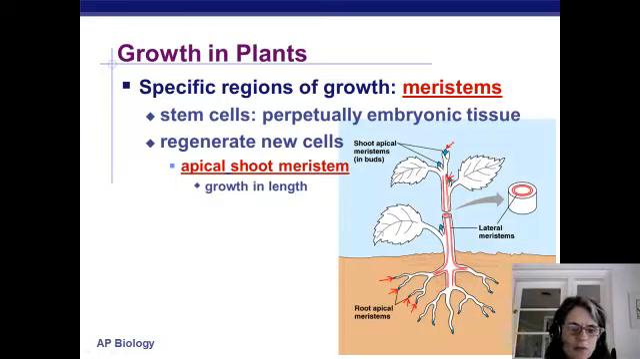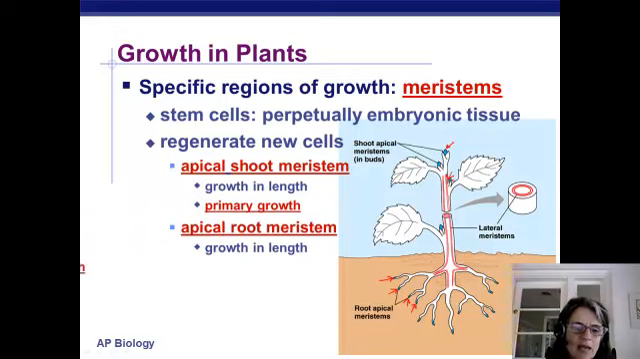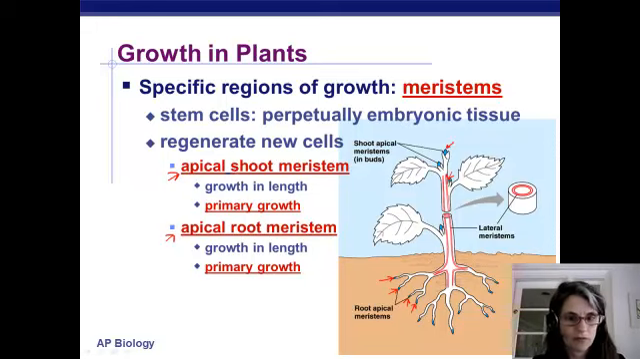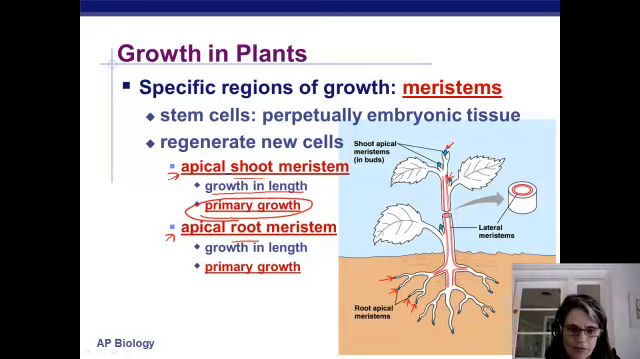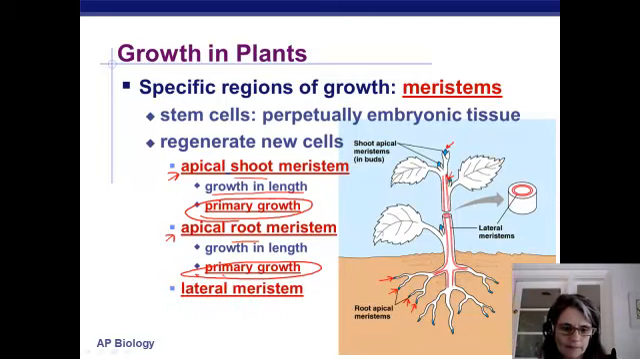So the apical shoot meristem, the apical in this sense means tip. Sometimes we think of the apex as meaning the top, but for now understand that this is referring to tips of shoots, tips of roots. They both allow the plant to grow tall, to grow long, up high and down into the soil, and this type of growth in length is called primary growth. Primary growth, growth in length up and down the plant.